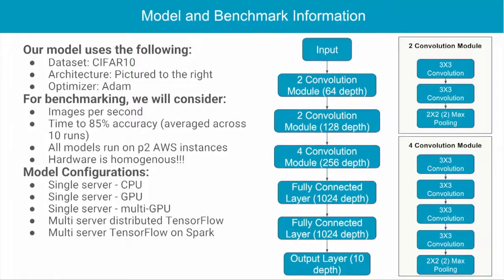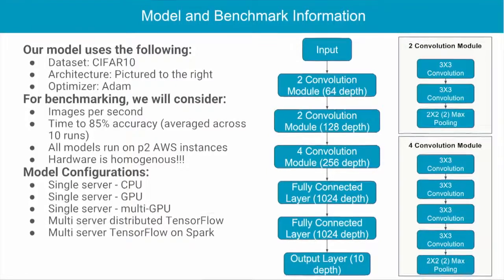In the 2-convolution module, I have a 3x3 convolution followed by a 3x3 convolution, and then a max pooling layer, which has a stride of 2 and a kernel of 2x2. And then the 4-convolution module is just the same thing except with four 3x3 convolutions before the pooling layer. Then it's followed by a couple of fully connected layers, and then an output layer, which has a depth of 10, which corresponds to the dataset, right? CIFAR-10 is 10 classes of images. I think it's dog, cat, car, truck, bird, and a few other ones. So we're just creating a basic image recognition network right here.